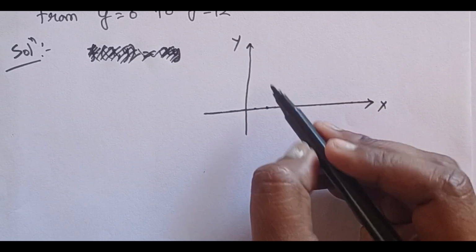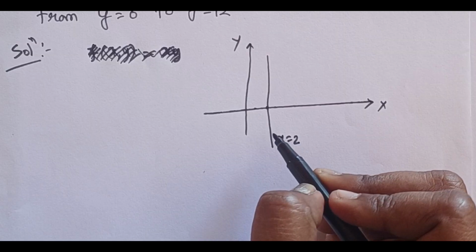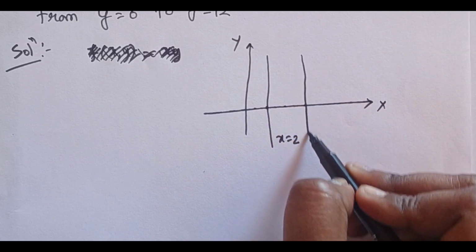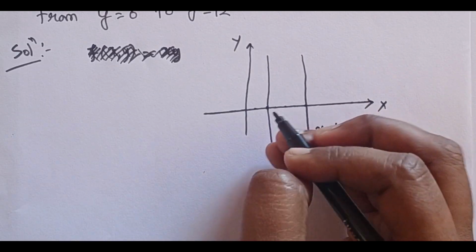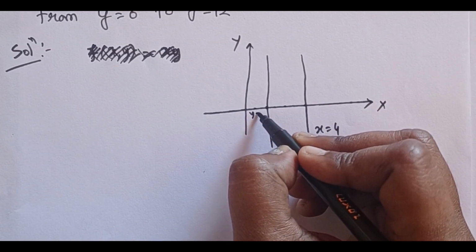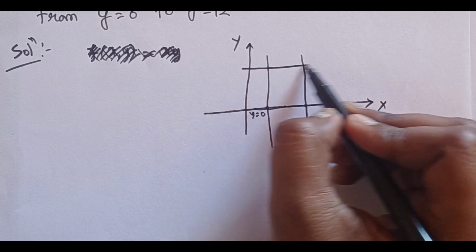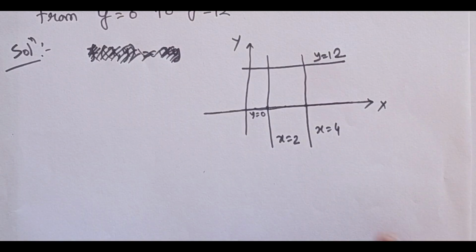So in this case, let us take x-axis, y-axis and x equal to 2 line and also x equal to 4 line. These two lines are parallel to y-axis. And since y goes from 0 to 12, y equal to 0 is the x-axis, and y equal to 12 is this line parallel to x-axis.